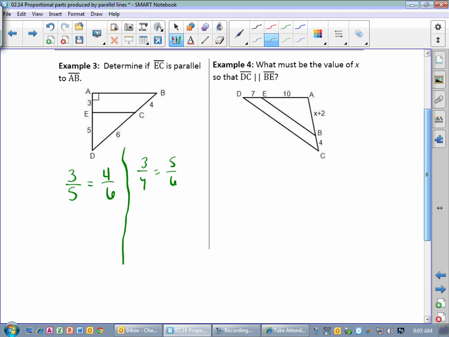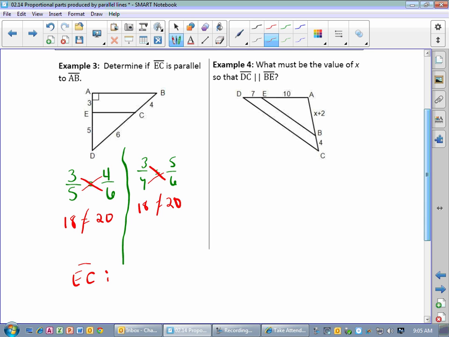So when we check these proportions, we can either just say, well, is 3/5 equal to 4/6? Or to check if they're proportional, we can also cross multiply. So 6 times 3 is 18, 5 times 4 is 20. Are those equal? They're not equal. We can check this also. Notice 6 times 3 is 18, 4 times 5 is 20. Not equal, so it's just getting the same thing. So these lines are not parallel.